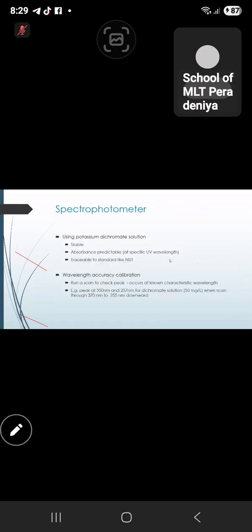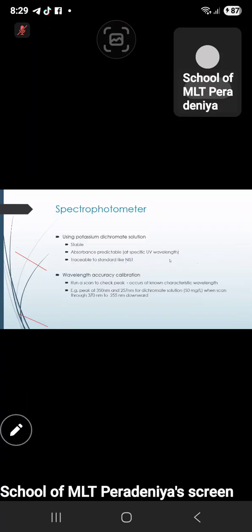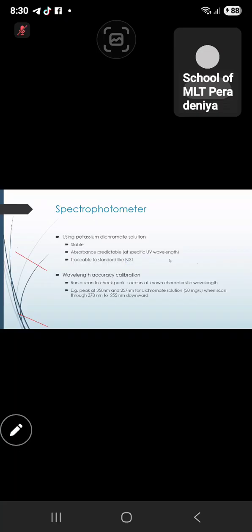Spectrophotometer. When we are calibrating a spectrophotometer, we normally use the potassium dichromate solution. Why we use this kind of solution is because it is stable. That is one thing. And the absorbance of this solution is predictable at certain wavelengths. And it is traceable to standards like NIST. NIST means National Institute of Standards and Technology. That is in the USA. They are a standardizing organization. So that is why we are using potassium dichromate.